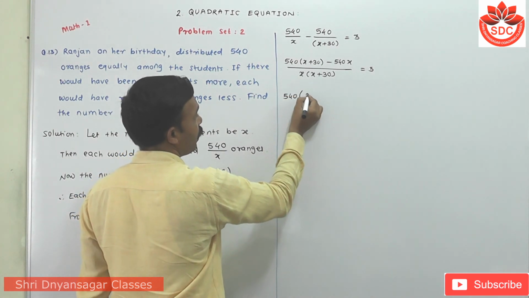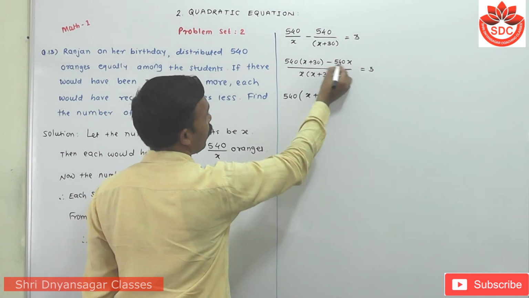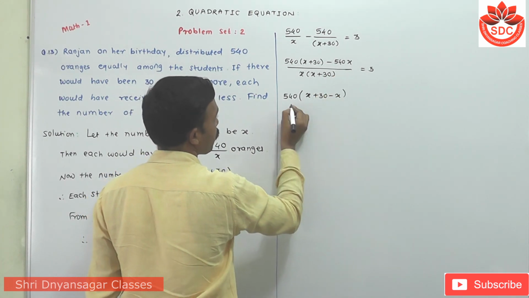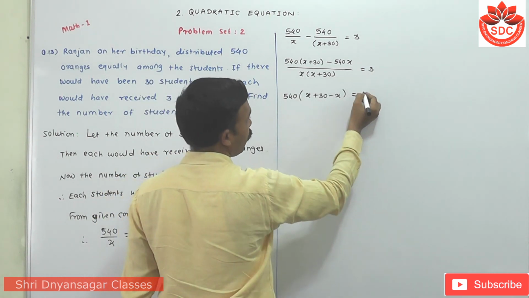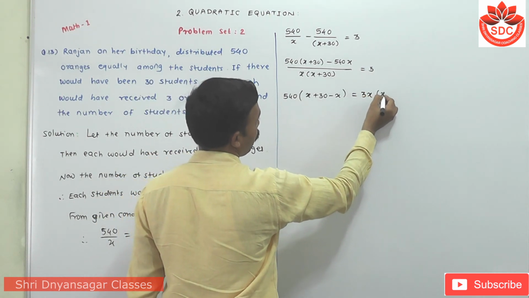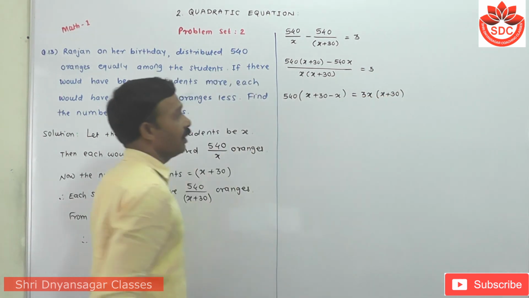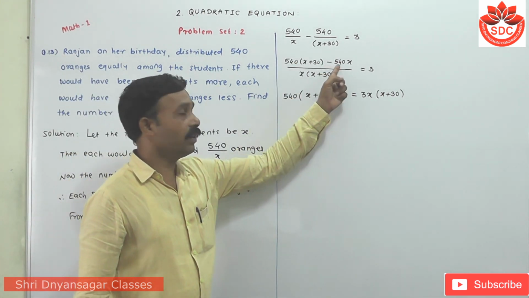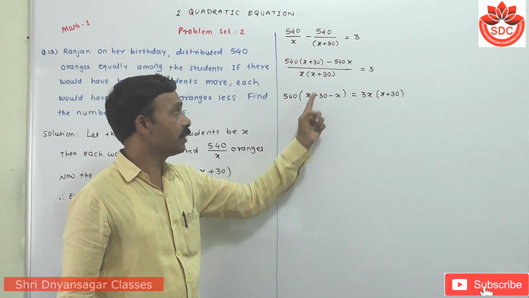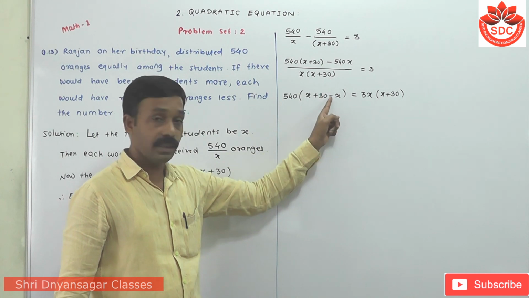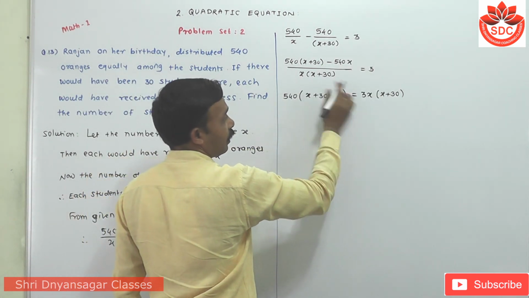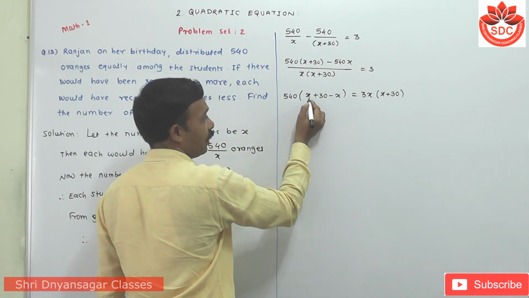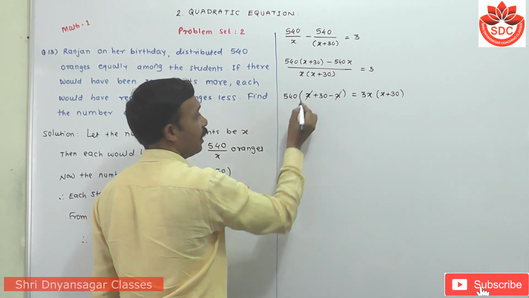In bracket, here is x plus 30, here is minus x is equal to... I have to directly transpose here, 3 into x is 3x, in bracket x plus 30. Can you understand this step? I have to take common here 540, here remaining is x plus 30 and minus x as it is. Then transpose to the other side, directly I write 3x into x plus 30. Then this plus x and minus x get cancelled.